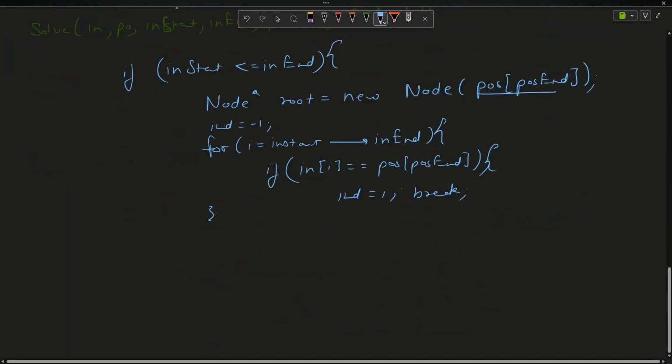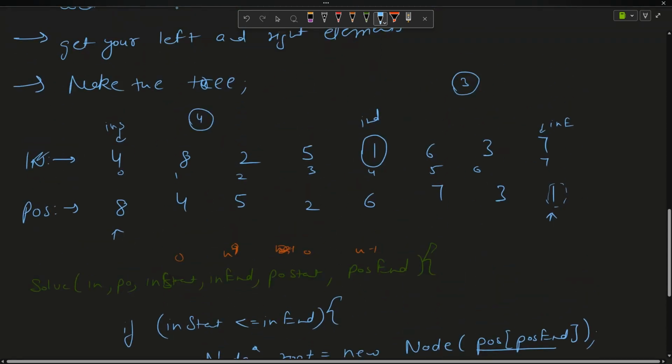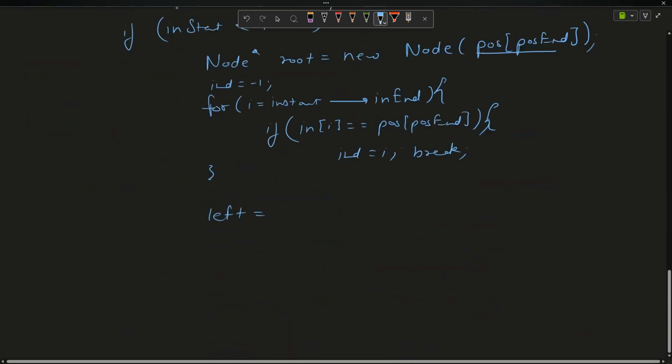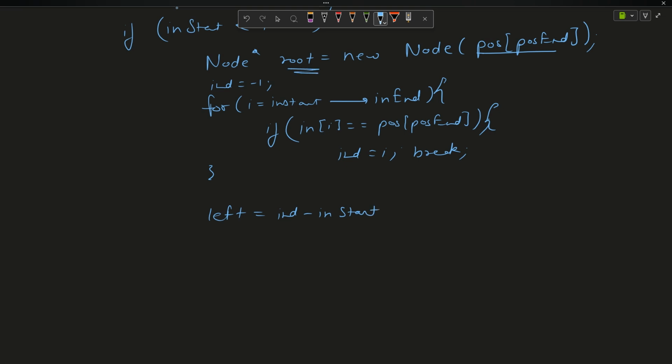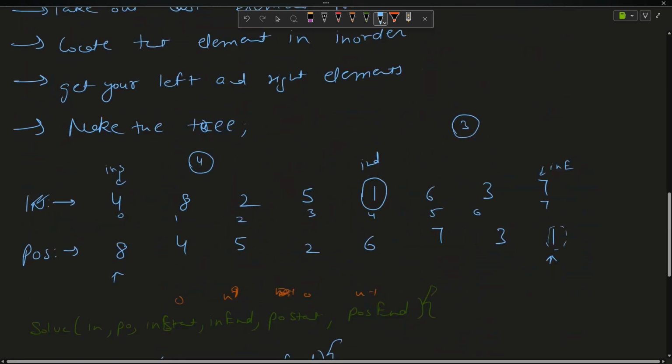I'll say the same. I'll say what are the elements on the left subtree. Now I have got my in start as 0, my index is 4. I want 4 in the left subtree. Can I say my left is equal to index minus in start? That is, left is equal to index minus in start, the elements present in the left subtree of this root. Right. What are the elements present on the right? Elements present on the right are actually 1, 2, 3, right?